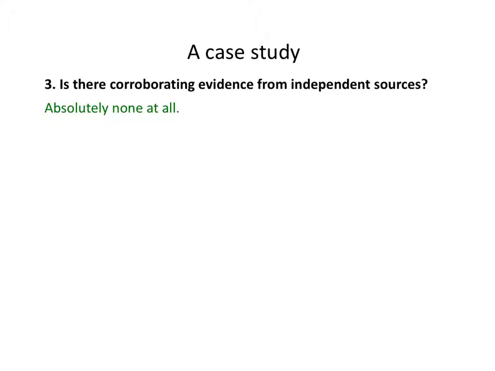So, final question, is there any corroborating evidence from independent sources? Did the United States or anyone else have any other reasons, any other witnesses or satellite photography or anything of that nature to back up these claims that Iraq had chemical weapons capabilities? Answer, no. None at all. There were no other witnesses that came forward and no other intelligence pointing in this direction. The entire case was based on the testimony of this one person.